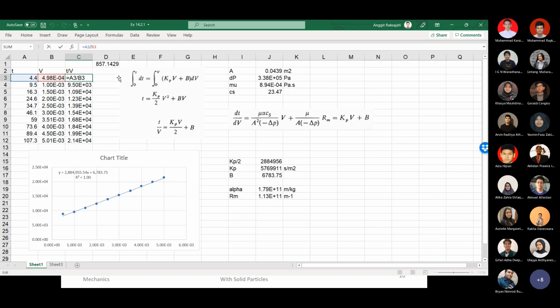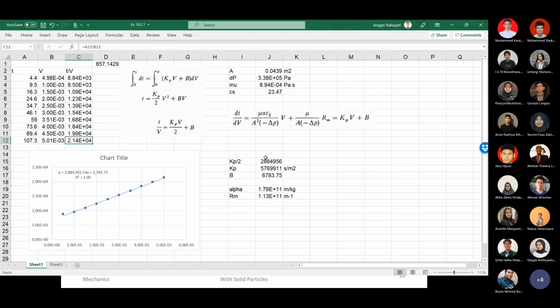If you want to have integral dt per dv, that means you need to arrange it as t per v for each collection sample. T per v for each sample up until the last one: T1 per V1, T2 per V2, T3 per V3, up until T10 per V10. Why? Because again, remember, that's your regression.